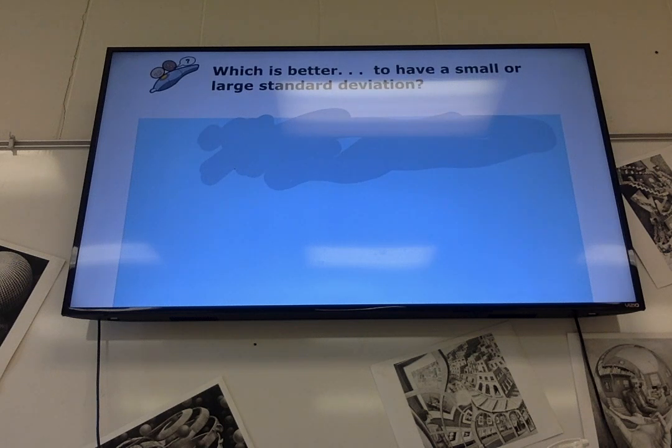The question is, which is better, to have a small or large standard deviation? It's really better to have a small one, because that means your data is all pretty close together or consistent. If you have a very large standard deviation, that usually means that the data is very skewed in one way or another.